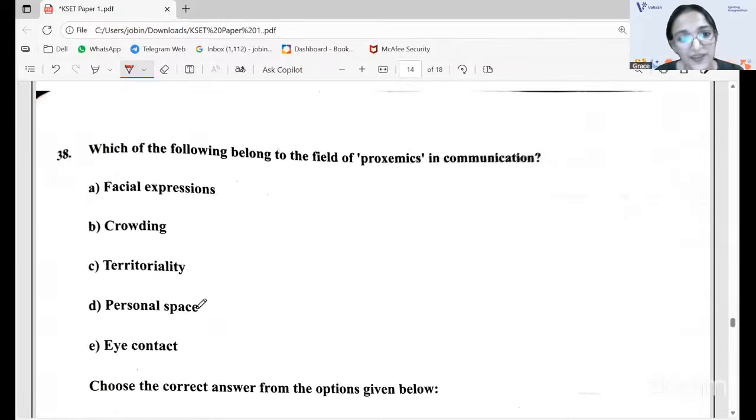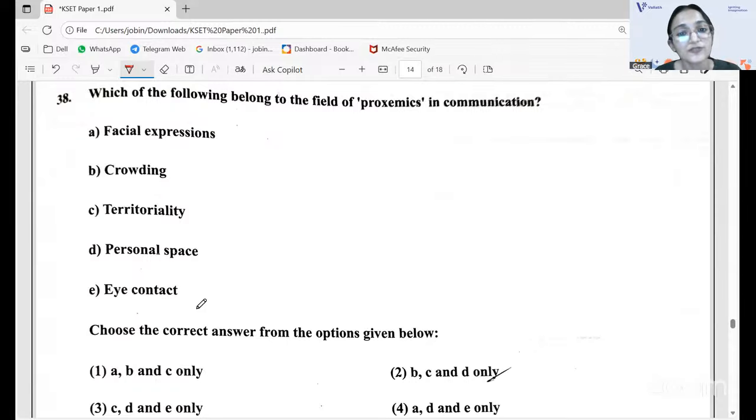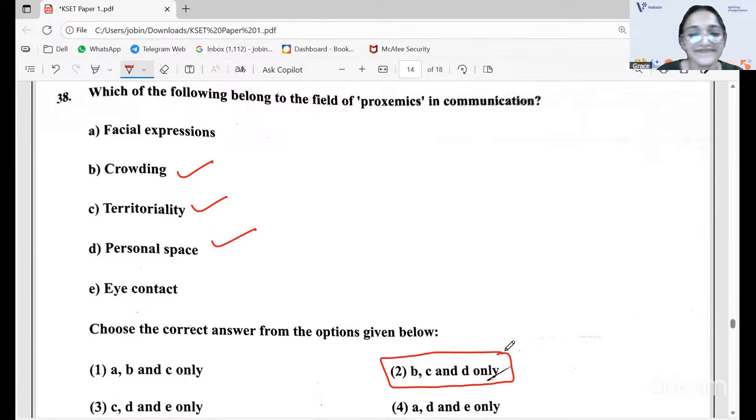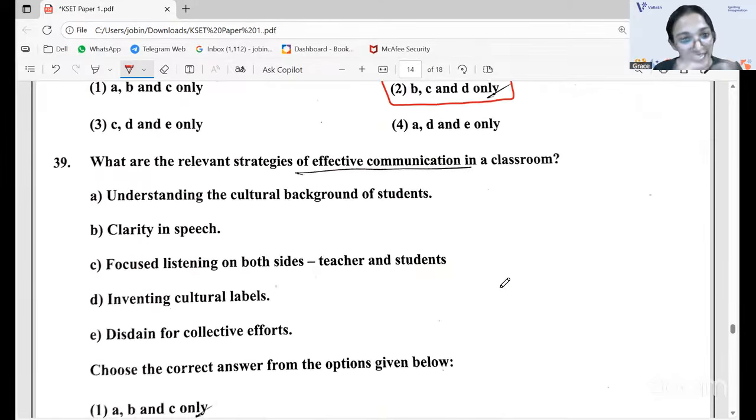Next one. Which of the following belongs to the field of proxemics in communication? Proxemics is your perception of space in communication. So you can easily point out certain words that are associated with space, the concept of space. Crowding is there, territoriality is there, personal space is there. So B, C, D are the right options. It comes as option 2, B, C, D. Let's move on to the next one.